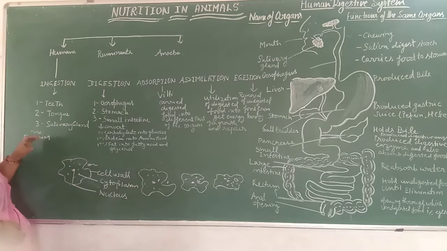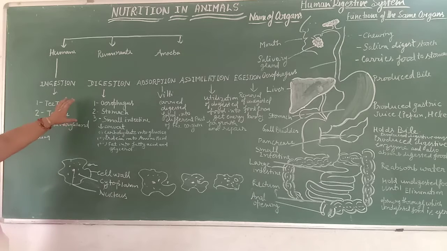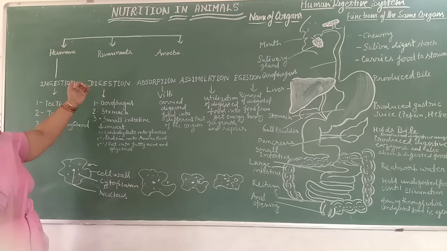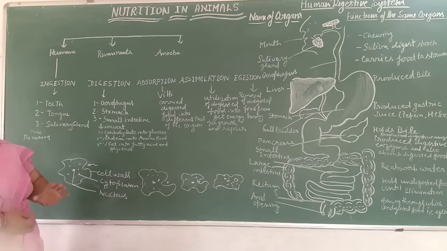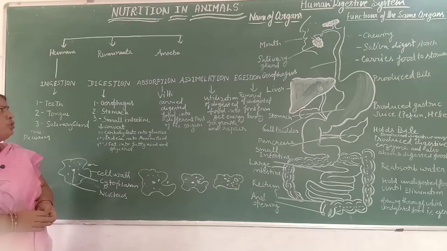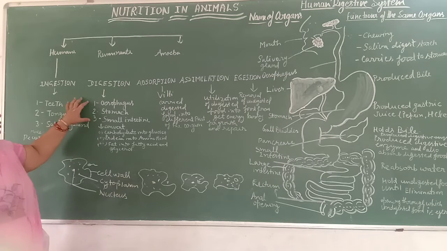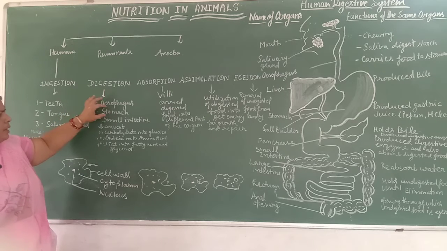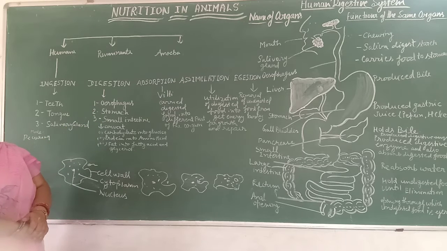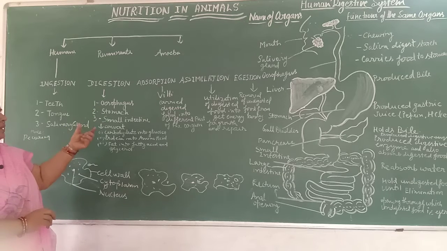After that, the food goes to the tongue, and the tongue gives the taste. The next part is the salivary gland, which gives the enzyme in saliva, the salivary amylase. The next process is digestion. When the food is chewed in the mouth, digestion starts, and in digestion three different parts are involved: the esophagus, the stomach, and the small intestine. The big work is done by the small intestine.